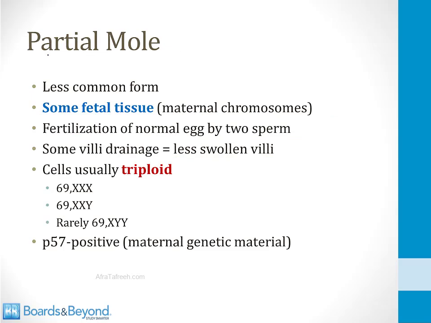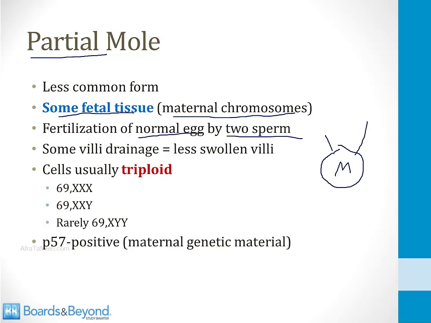The less common type of molar pregnancy is called a partial mole. In this type of malignancy, there is some fetal tissue. That's because some maternal chromosomal material is found in the malignant cells. This type of molar pregnancy is caused by fertilization of a normal egg by two sperm. So we have a normal egg that is haploid with maternal chromosomes, and two paternal sperms fertilize it at the same time.